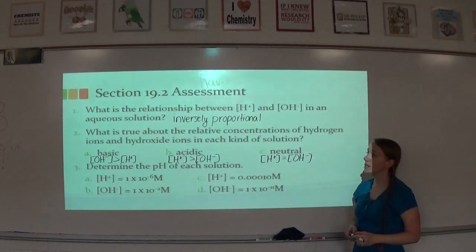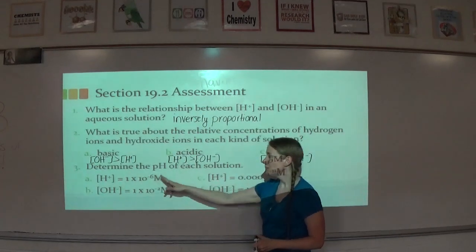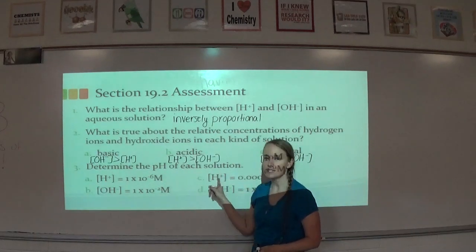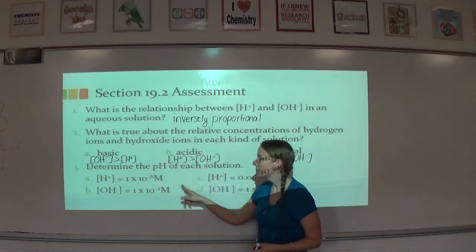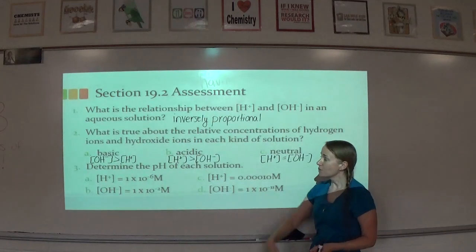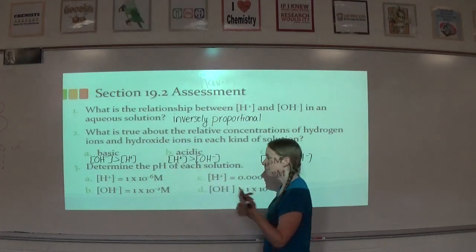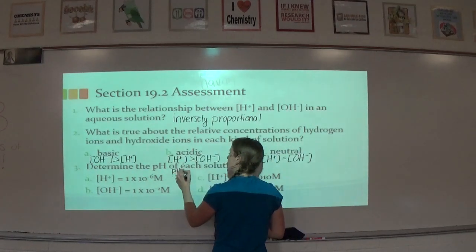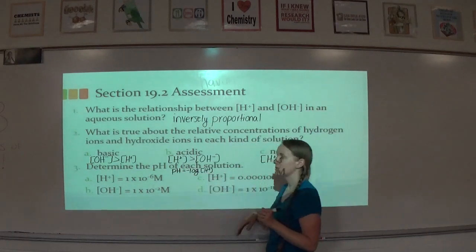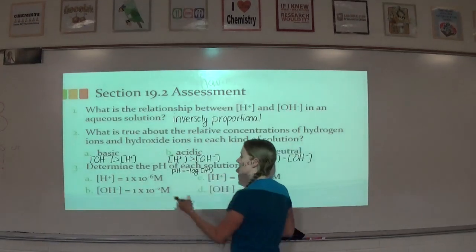Alright, number 3, it says determine the pH of each solution. Now I'm going to go out of order. I'm going to do A, C, and then B and D, because they give me the same thing for A and C. They give me H plus to start with, and then they give me the same thing for B and D. That way I can do 2 similar ones. So for A and C, I have H plus, I need pH. What's my formula? For A and C, I'm going to use the formula pH equals negative log of H plus. If I plug in H plus, I will get pH. So let's go ahead and do it.